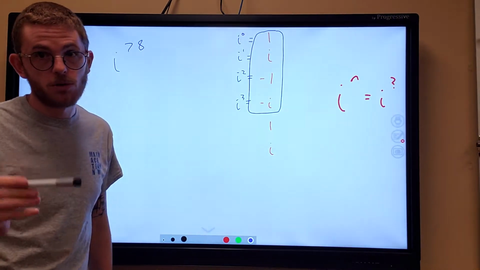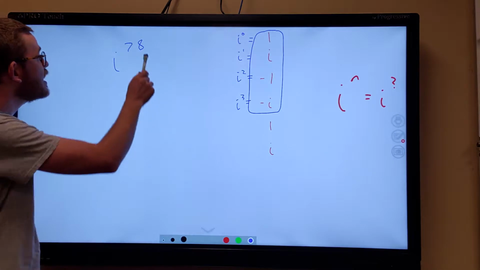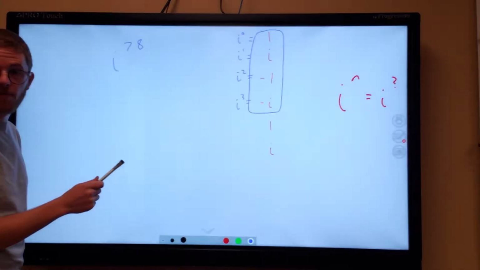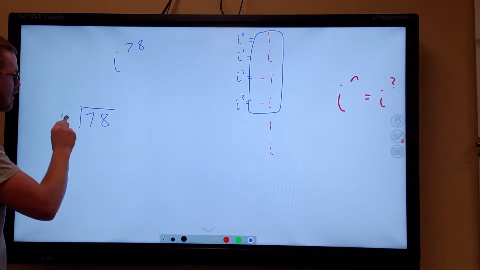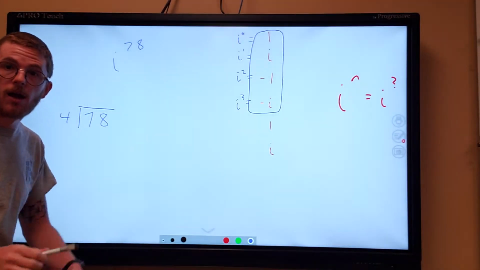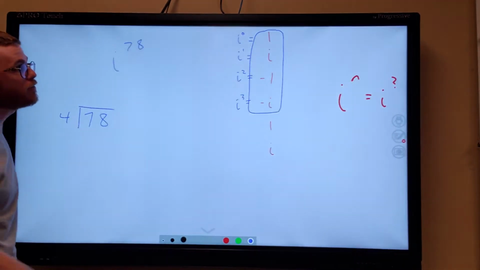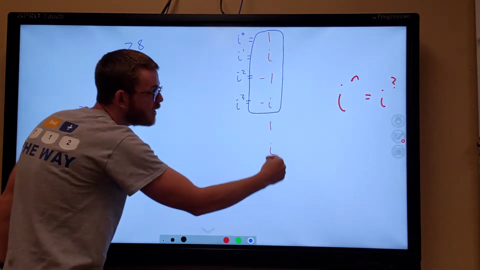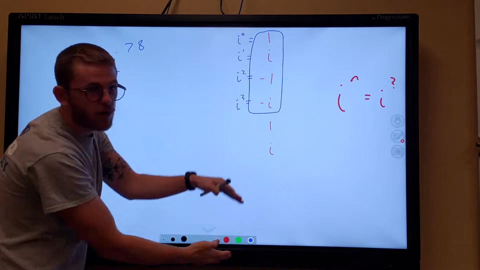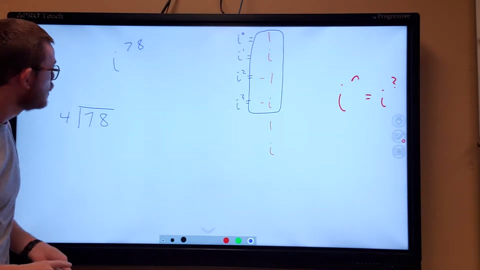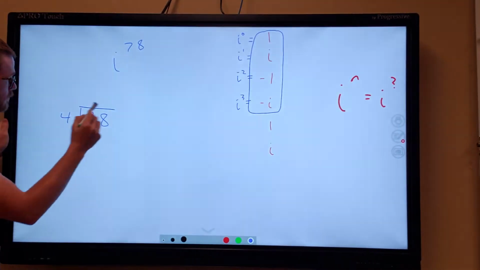So, look at my method right here. We're going to take 78 and divide 78 by 4. I'm dividing 78 by 4 because it's a cycle of 4 outcomes. We have these 4 outcomes over and over and over again. I'm dividing it by 4.